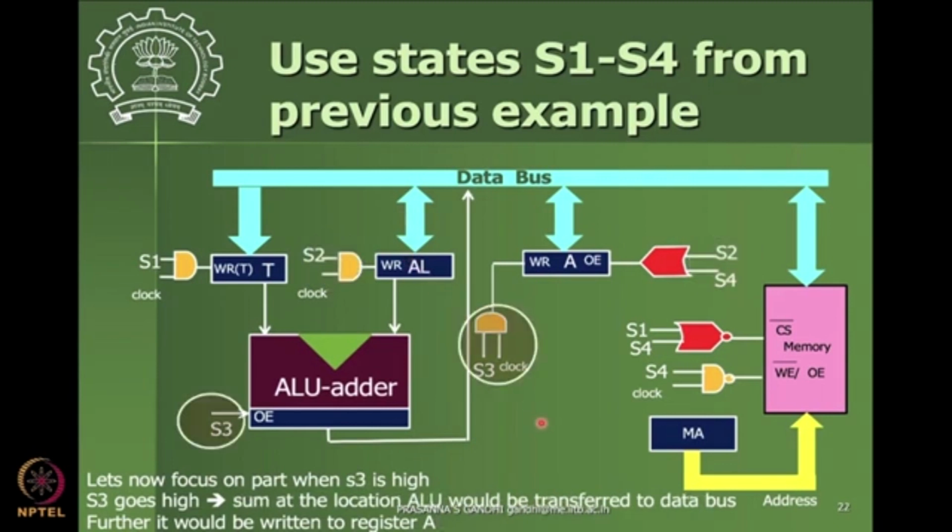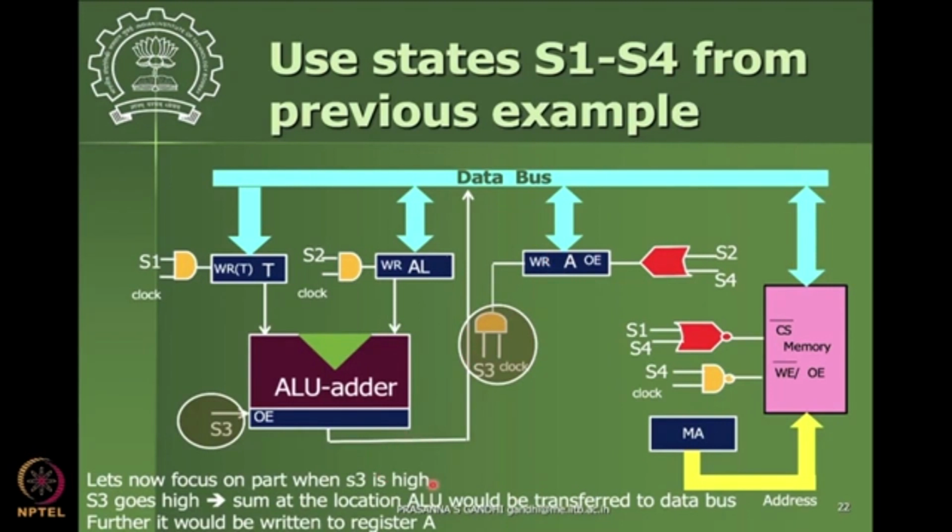Then what will happen in S3? S3 goes high, and you see that this data is now added together. This is the data in the register T plus AL that will be added together, and that data will be available now on the data bus. Now in which register is that data written? That data is written in register A again. So whatever was the previous content is overwritten, and that addition will be available here. Okay, that is what is done here.